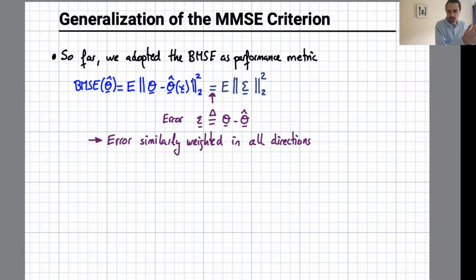a spherical symmetry. To the eyes of this metric, the BMSE, it doesn't matter what the direction of this error is. It just matters its magnitude, right? So how far we are from the true value of the parameter.